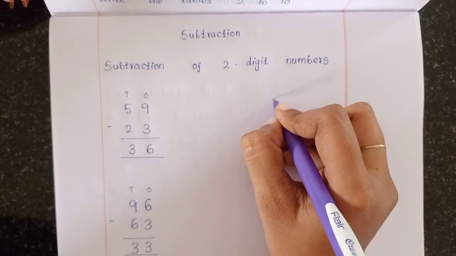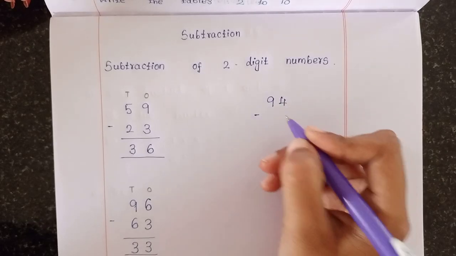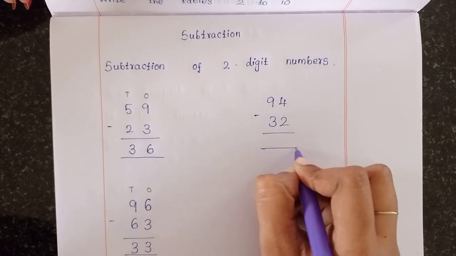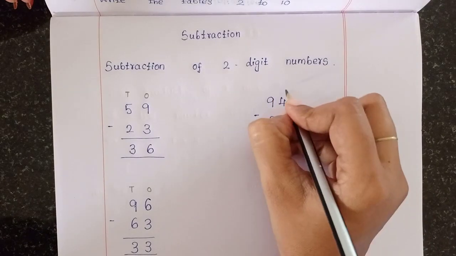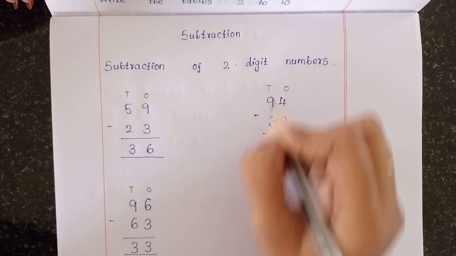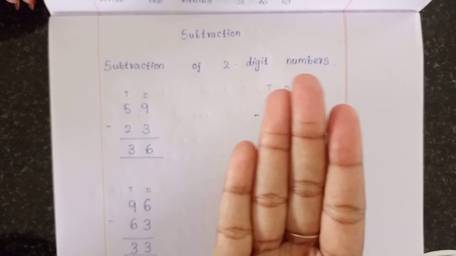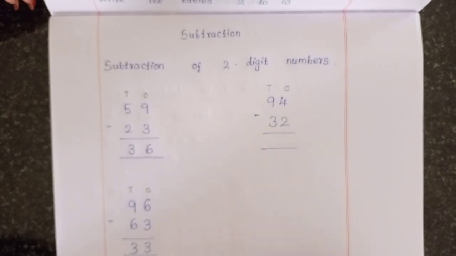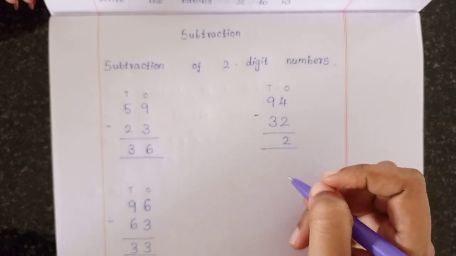Then 94 minus 32. Always mark the place first: ones and tens. First subtract the ones column. All of you take 4 fingers. Then subtract 2, and how many fingers remain? 2. So the answer is 2. 4 minus 2 is 2.